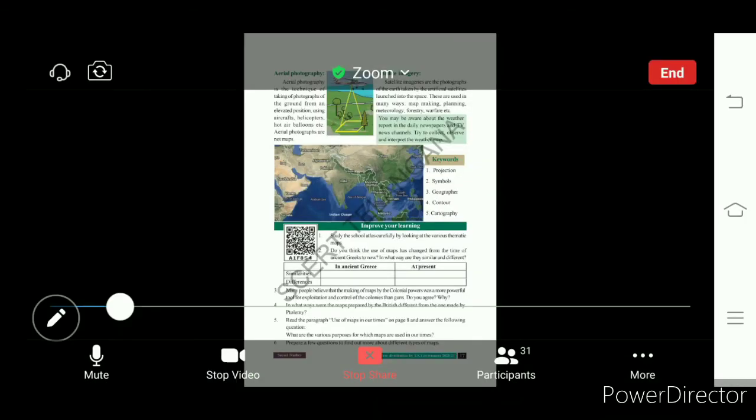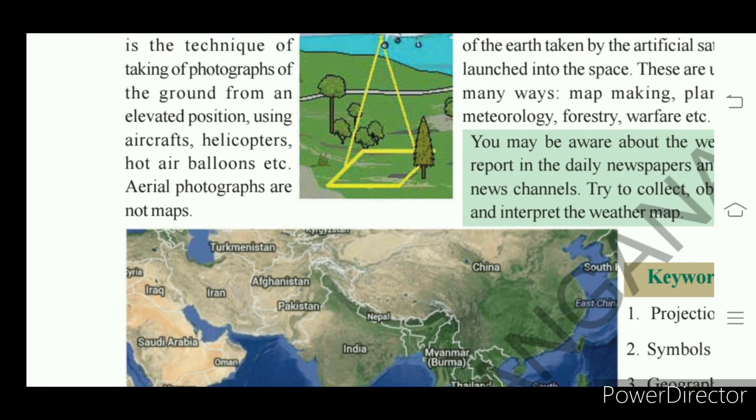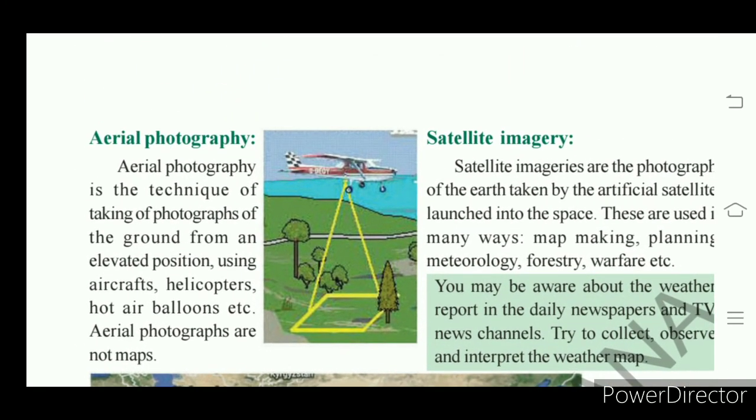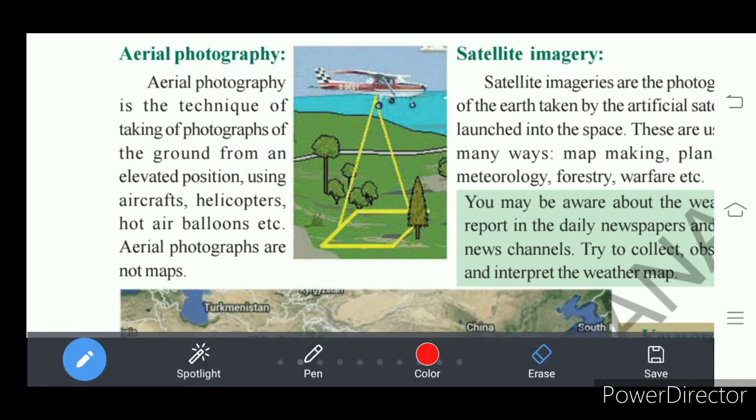Okay, so we have discussed the thematic map and relief features, contour lines, everything. Last, aerial photograph and satellite imagery. What is meant by aerial photography? Aerial photography is a technique of taking photos from a helicopter. Look here, it is shown in the figure. This place photo is taken from some elevated position, somewhat height.